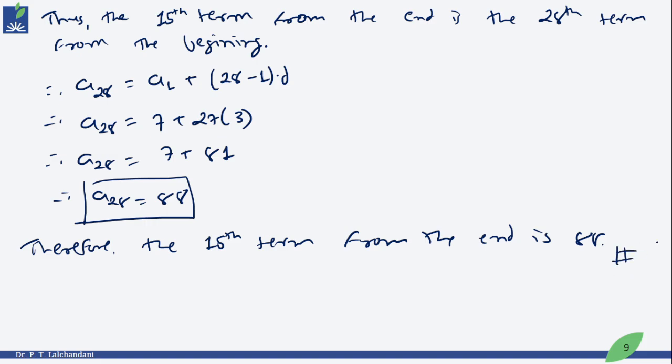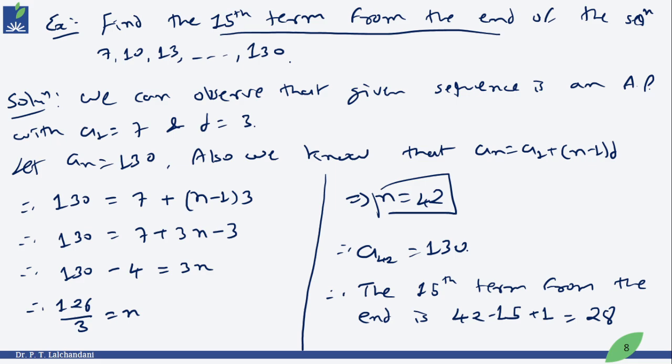Okay. So see what we did in this question. First of all, we found for which value of n the term is equal to 130. That means we found the value of the last term, right? So we identified which term is the last term. Here we got that the 42nd term is the last term. Now we have to find out the value of the 15th term from last. So 42 minus 15 will give you the 16th term from last, you can verify.